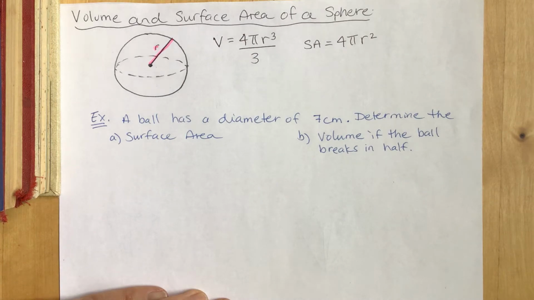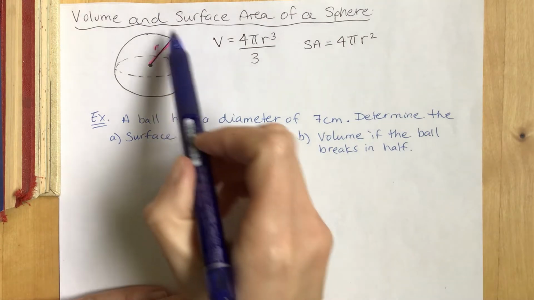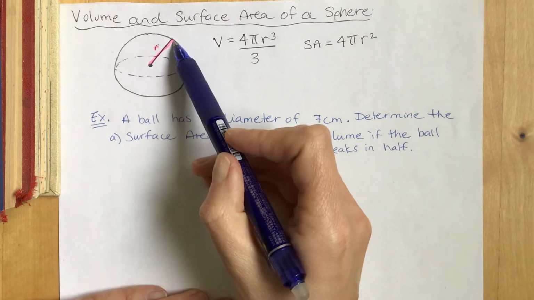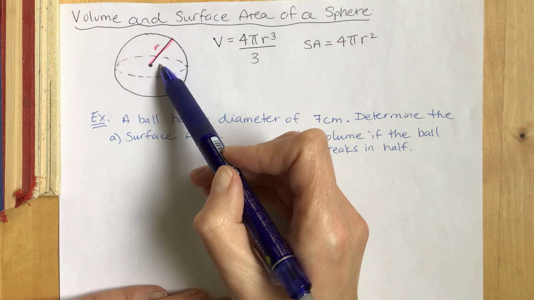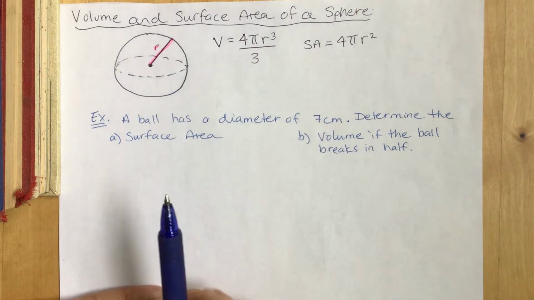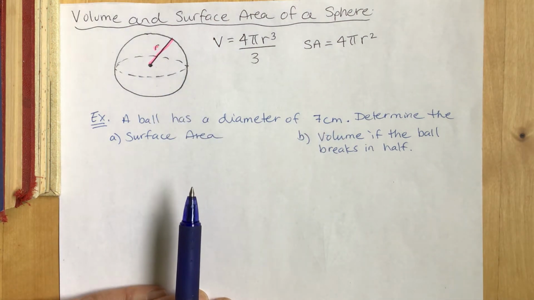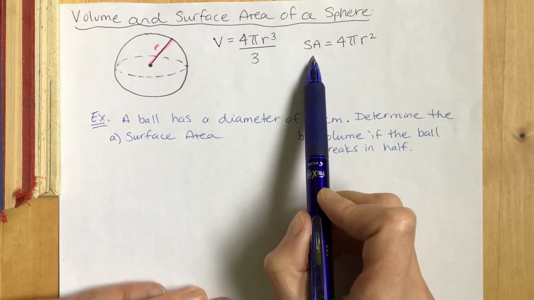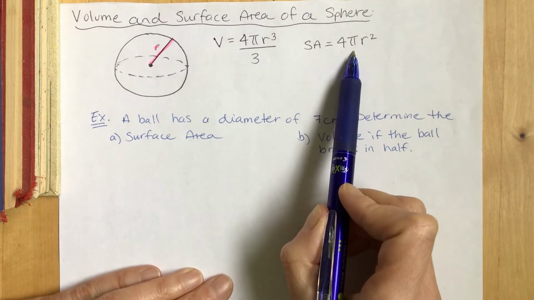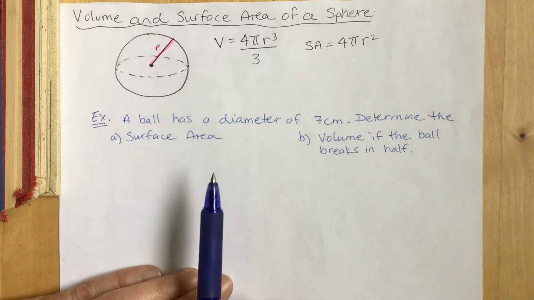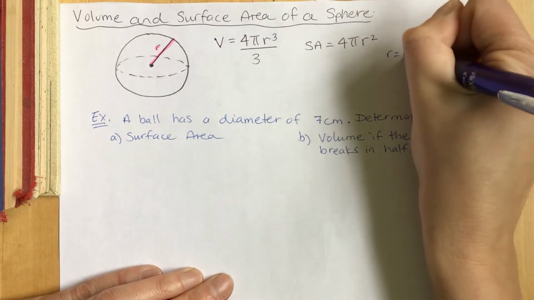Continuing with the measurement unit, we're going to be looking at the volume and surface area of a sphere. Here's a diagram of the sphere, and right here highlighted in pink, this is the radius of the sphere. So the volume of a sphere is equal to 4 times pi times r to the power of 3 divided by 3. And the surface area is equal to 4 times pi times r to the power of 2. So your r is your radius.